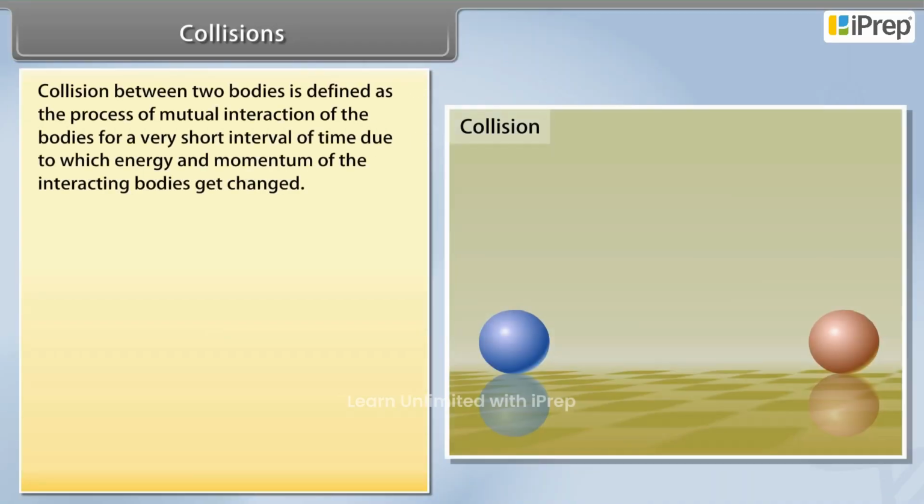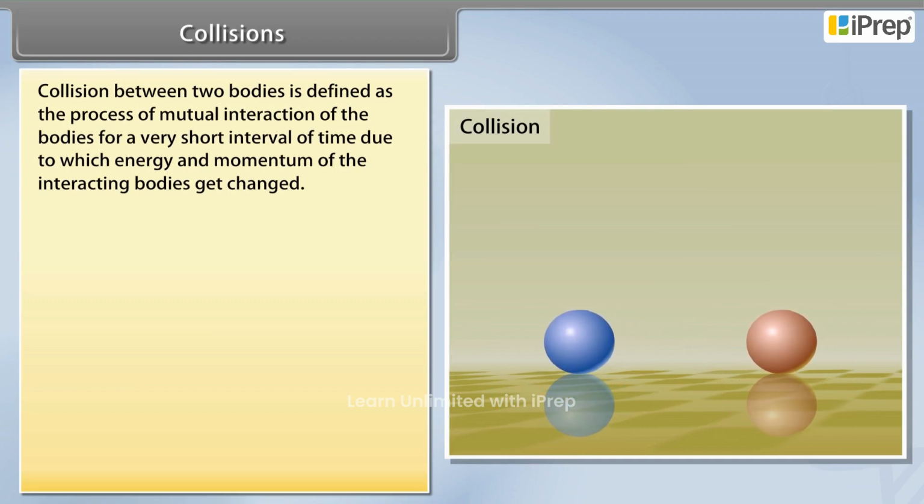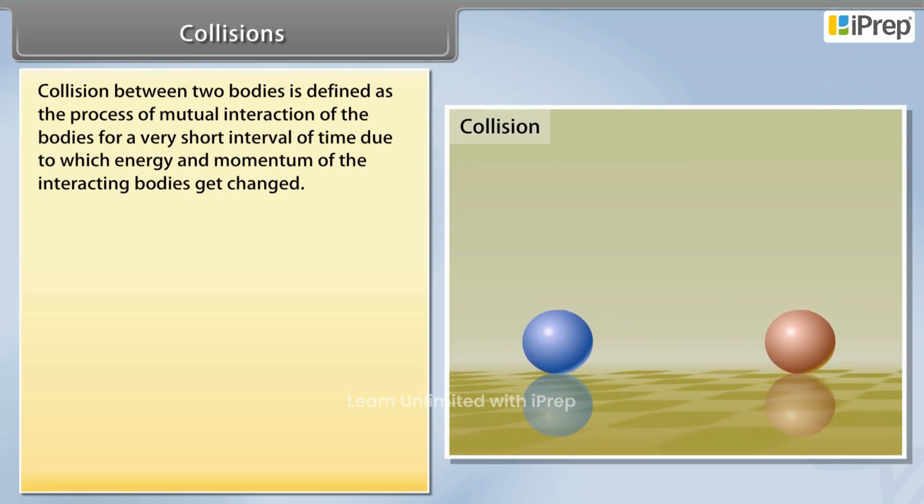Collisions. Collision between two bodies is defined as the process of mutual interaction of the bodies for a very short interval of time, due to which energy and momentum of the interacting bodies get changed. Collisions are of two types.